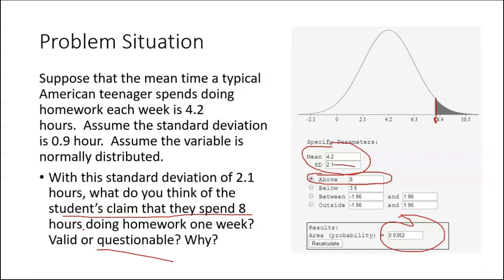And this is where we're at. This is what we can say. We can't say with certainty. If some student told you this claim, we wouldn't just say, you liar. We would just say, well, does that seem reasonable or not? And it's, compared to the previous, more reasonable, but still only 3.5% of the students actually worked 8 hours or more on homework. And so maybe you would claim that this student's claim is still questionable.